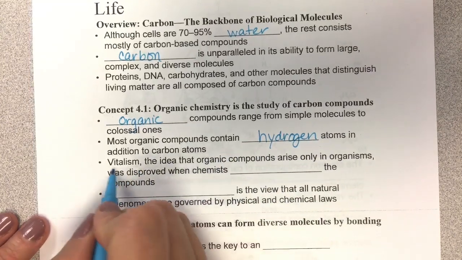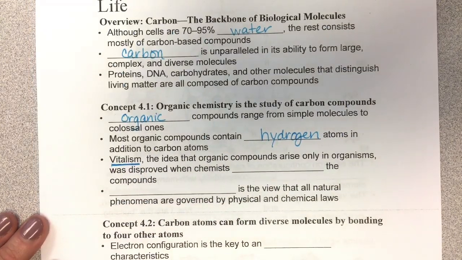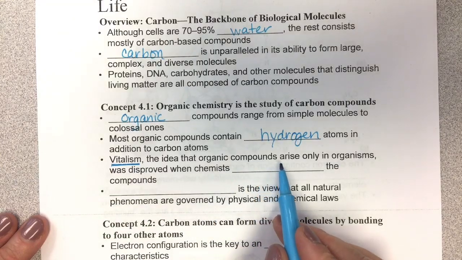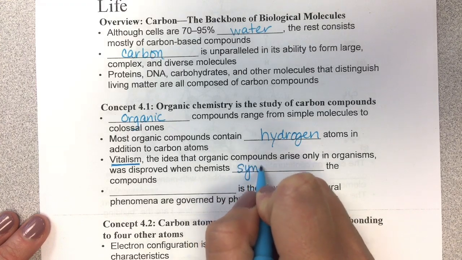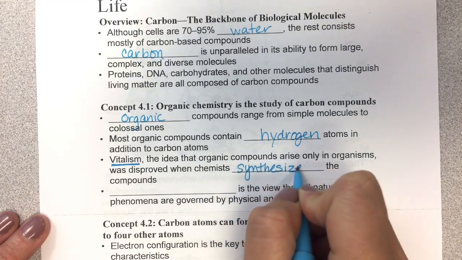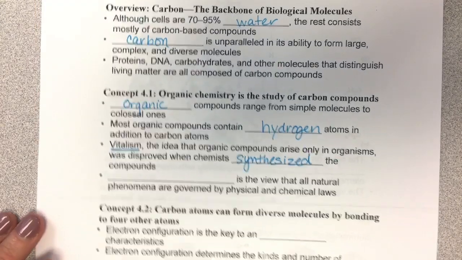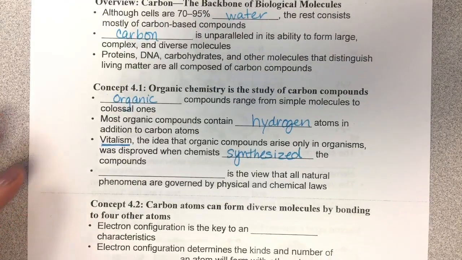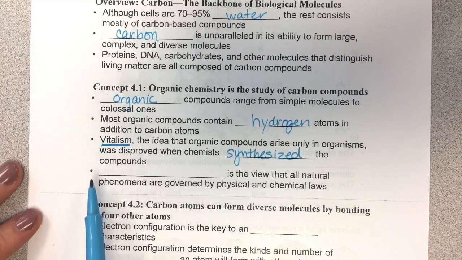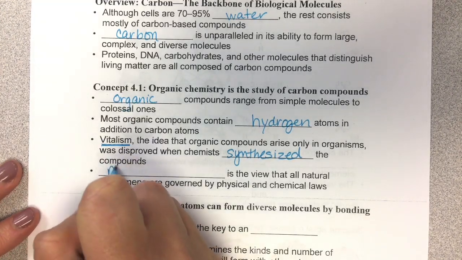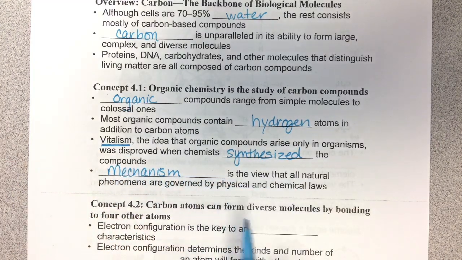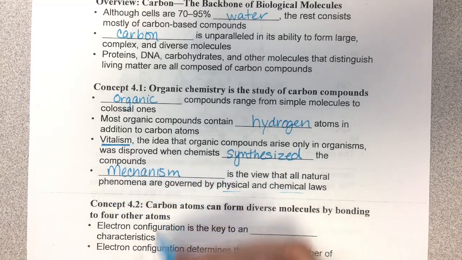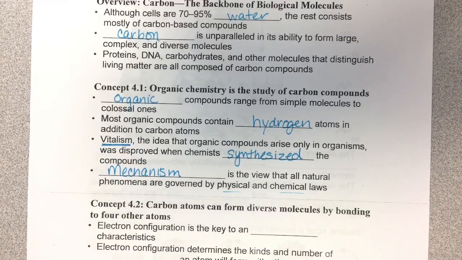And so this is an old term, vitalism. The idea that organic compounds arise only in organisms was disproved when chemists synthesized, or made, the compounds in the laboratory. And so carbon compounds can be made within cells but also outside of cells as well. And mechanism is the view that all natural phenomena are governed by physical and chemical laws, and we'll get into that here as we look at carbon.